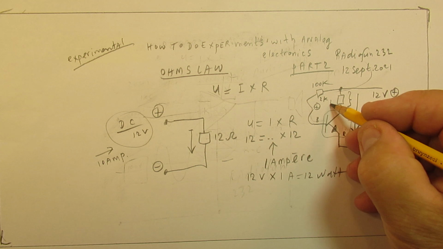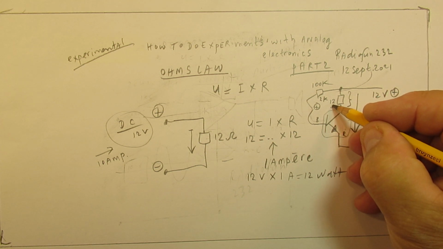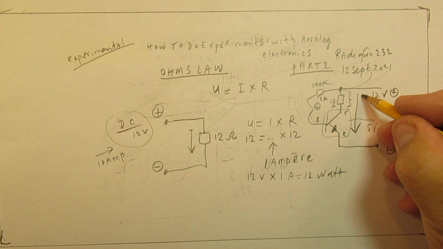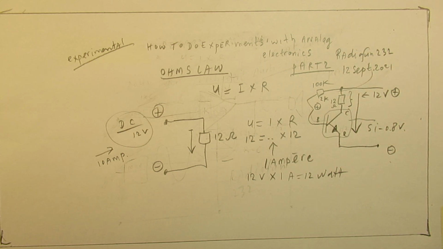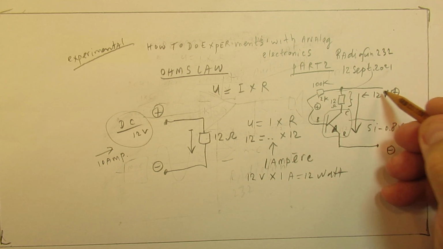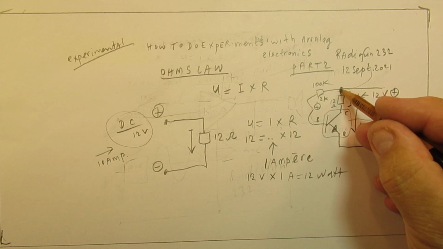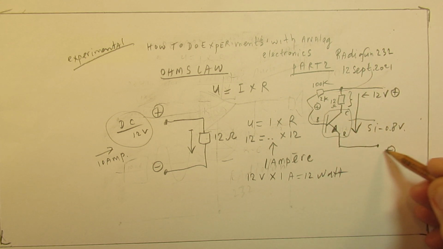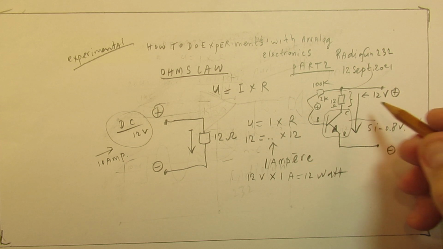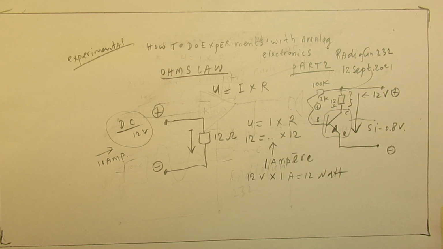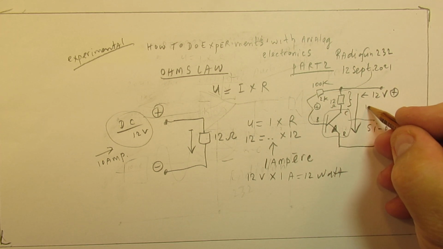That means that all the voltage falls over this resistor. And when it's 12 ohms, a current of almost 1 ampere will flow. Important to tell, the current will flow from here through the collector to the emitter, and the transistor here will dissipate approximately 12 watts.